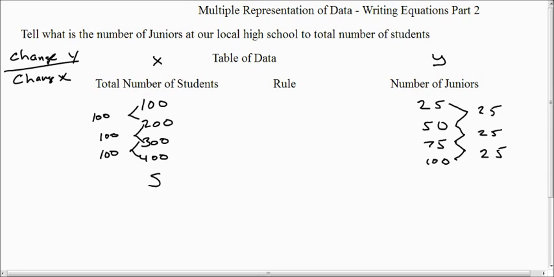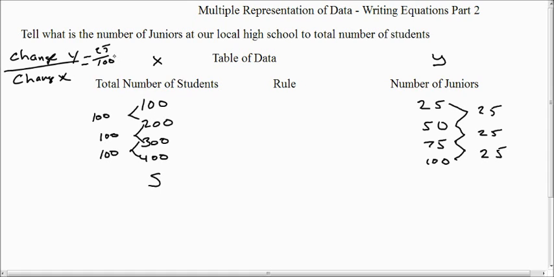Now, let's be very careful how we look at this. We are easily tempted to say, okay, we've been putting the big number on top all the time. We're looking at the change in Y over the change in X. So this would give us 25 over 100. Why? Because 25 is Y, 100 is X.